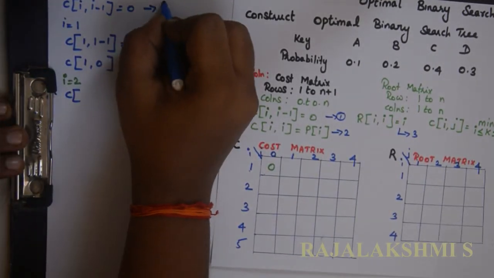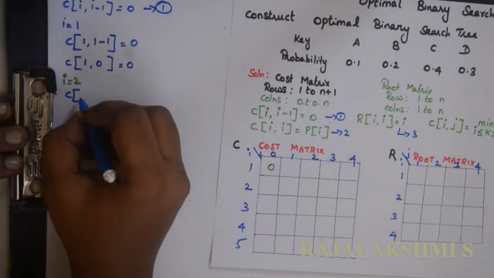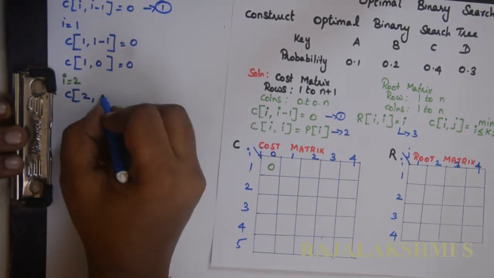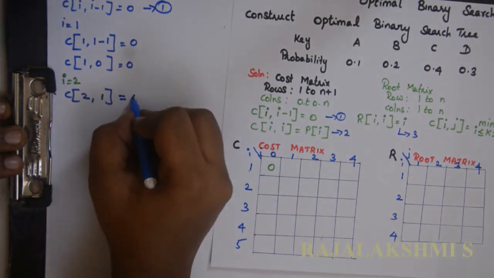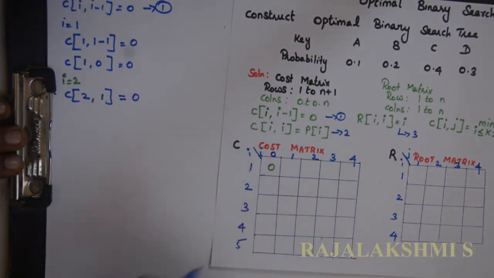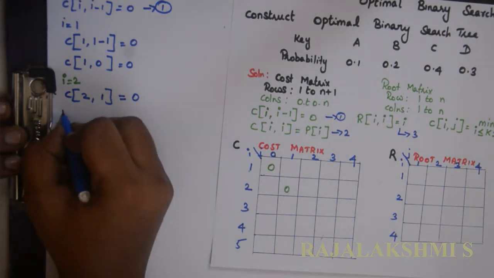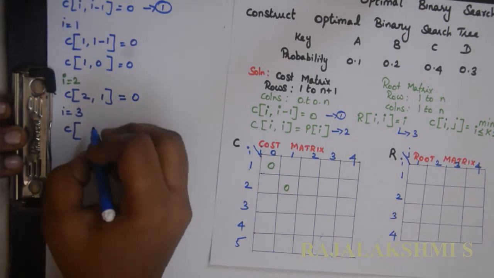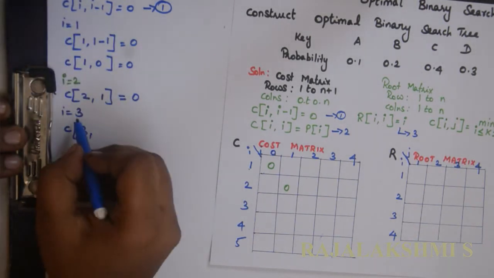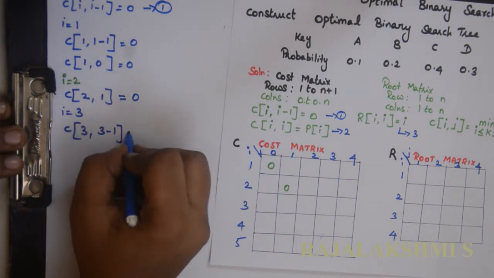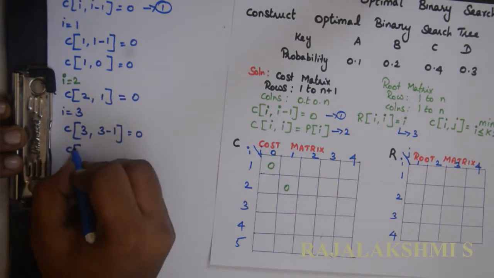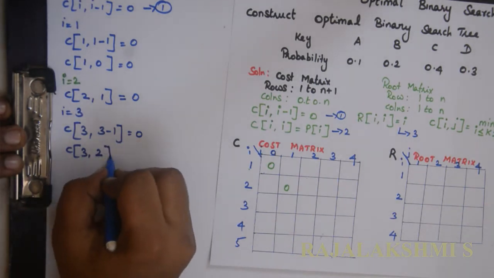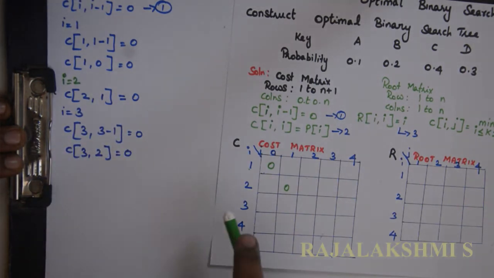So this is equation 1. In this equation we are substituting I is equal to 2. So C of 2 comma 2 minus 1 is 1, which will be equivalent to 0. So C of 2 comma 1 is equal to 0. And then what is the next value of I? It is 3. So I is equal to 3. So C of 3 comma I minus 1, so it is 3 minus 1, which will be equivalent to 0. So C of 3 comma 3 minus 1 is 2, which is equal to 0. So C of 3 comma 2 is equal to 0.